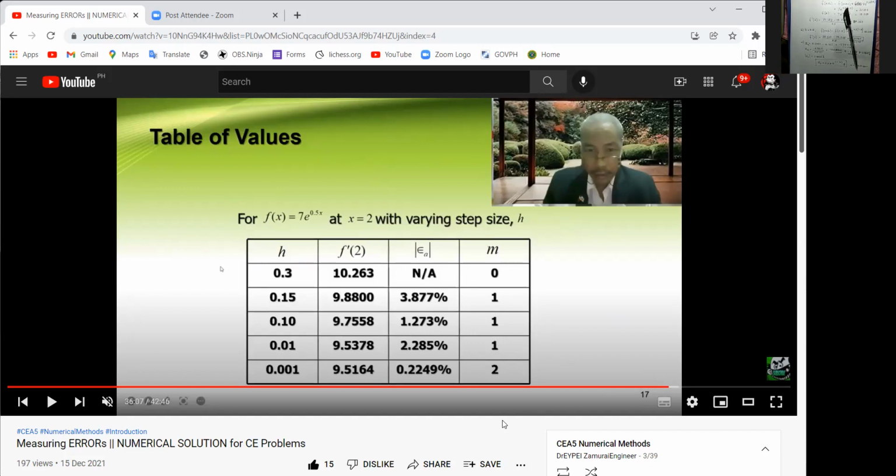A table of values for the same function at x equal to 2 with varying step size h. This is now a very simple matter. I will show you. We will still practice, so use your paper and calculator. I will show you how to do it rapidly, faster.